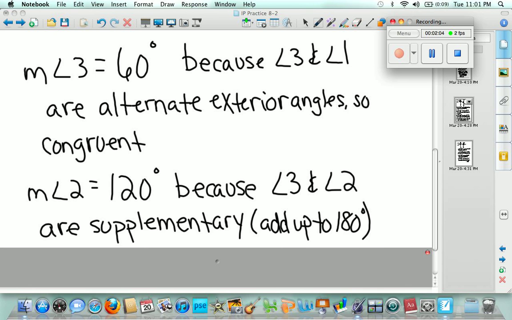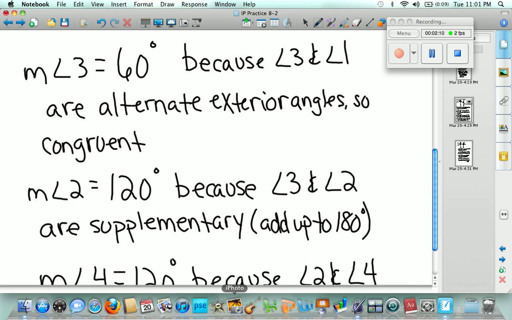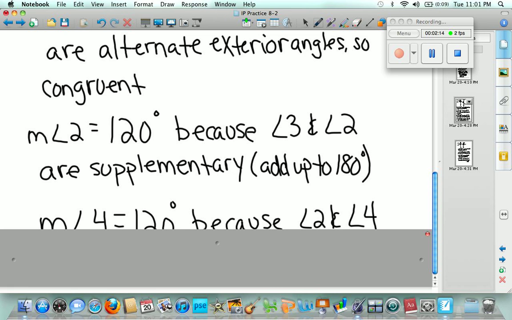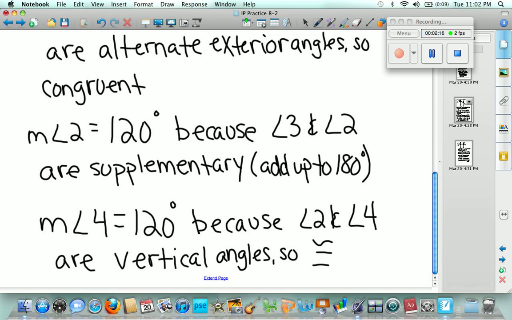Measure of angle 2 is 120 degrees because angle 3 and angle 2 are supplementary. Remember, supplementary means they add up to 180 degrees. And measure of angle 4 equals 120 because angle 2 and angle 4 are vertical angles. Vertical angles mean that they are congruent. This right here means congruent.